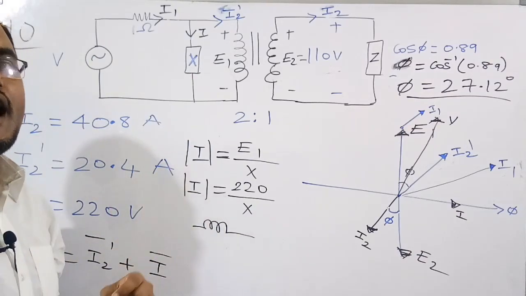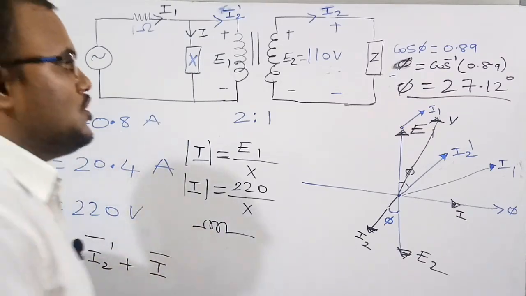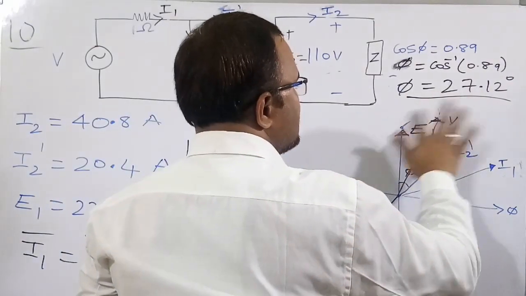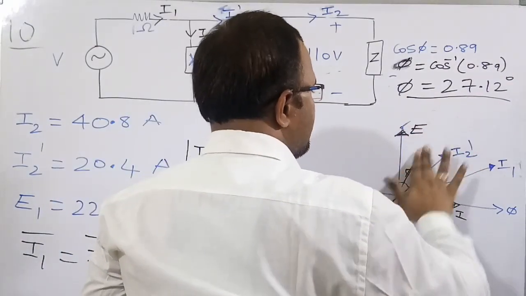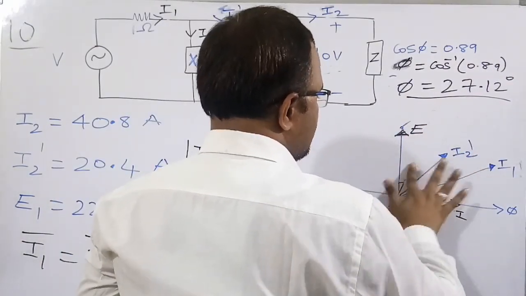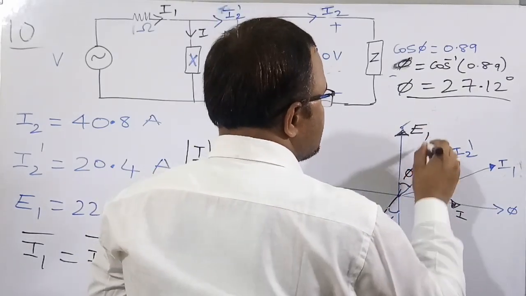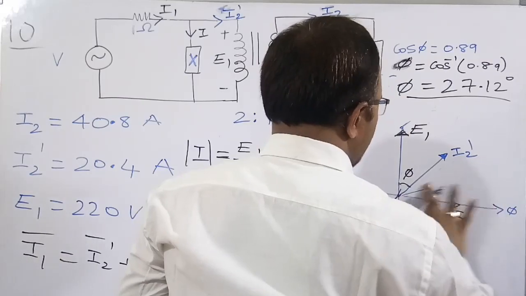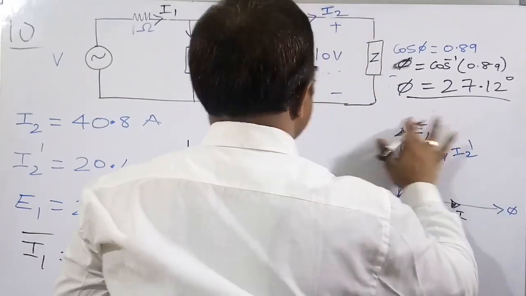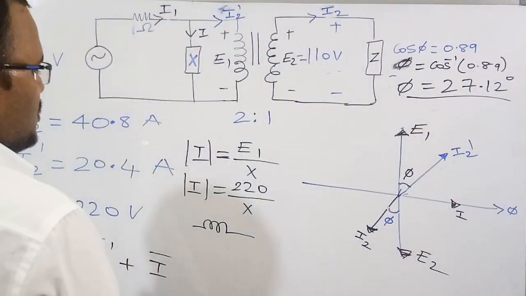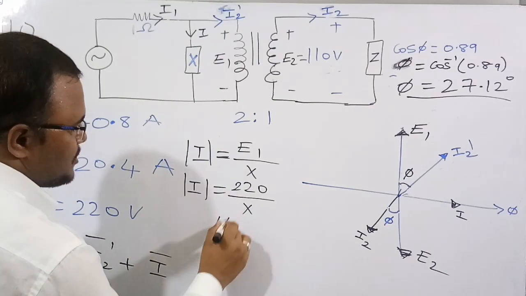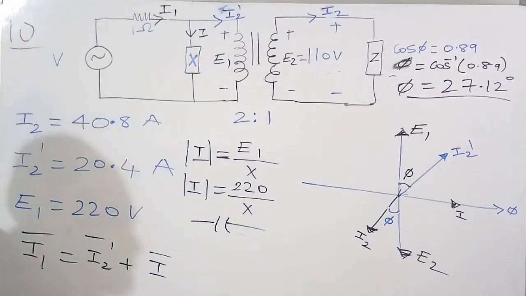Now we will assume the other case, which is a capacitor. So we are going to remove all these things. This is phi, this is E1. Listen carefully, it will be very easy. Now I am assuming the element is a capacitor.